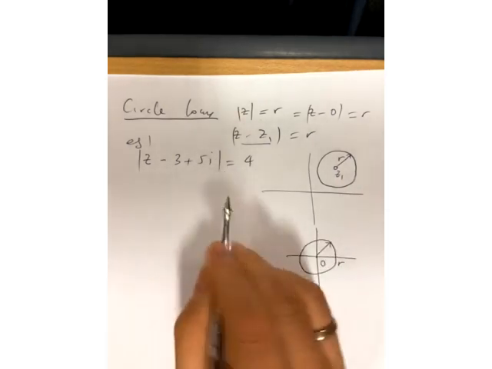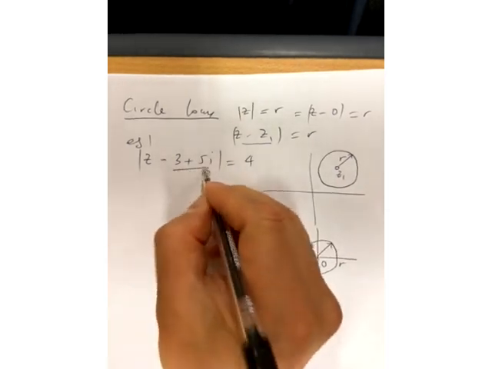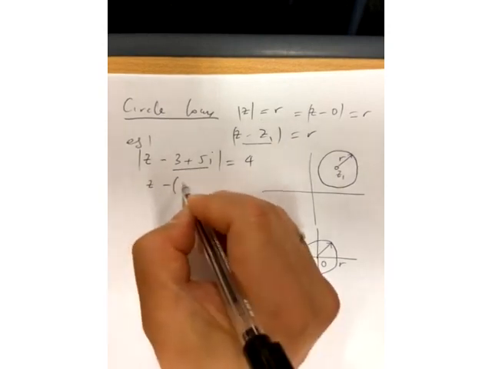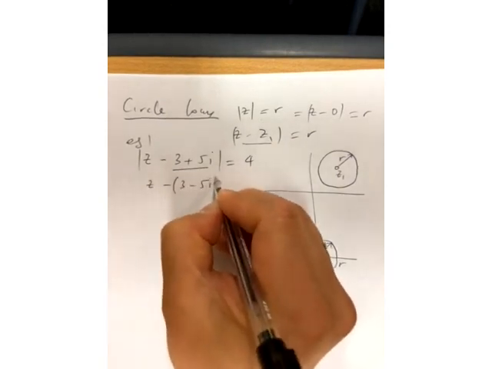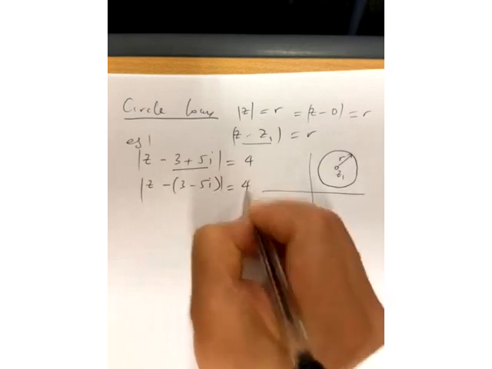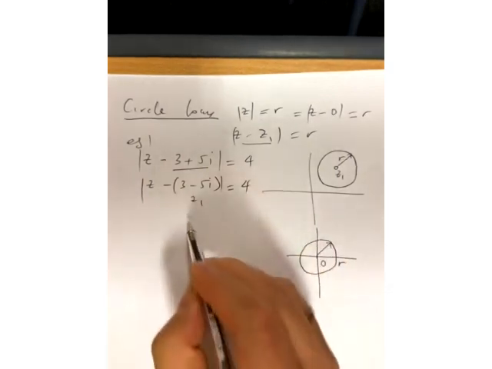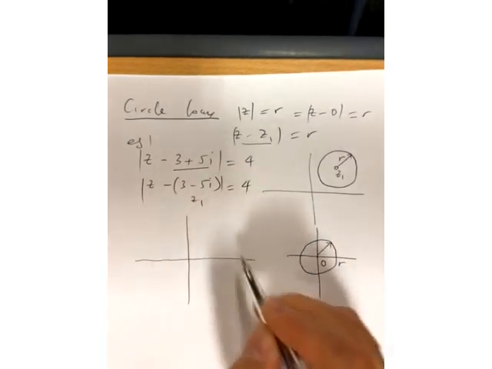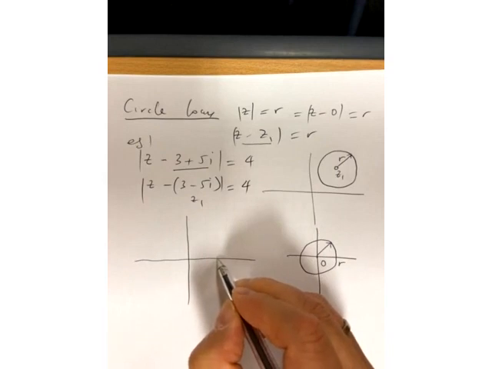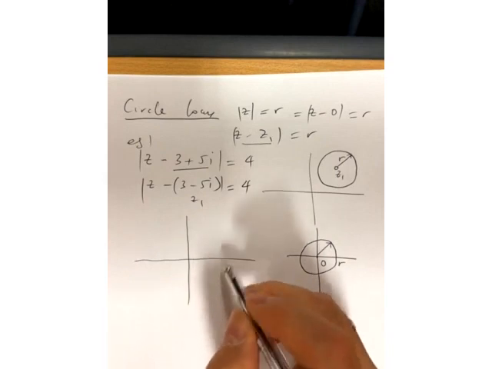So, here's an example. The trick is to make this in z minus z1 form, because at the moment it's not. So then you have to do it like that. So that's your z1. So in this case, your center is actually 3 minus 5. Oh, so this is how you do circles, by the way.